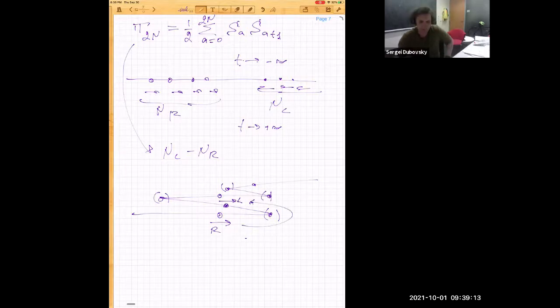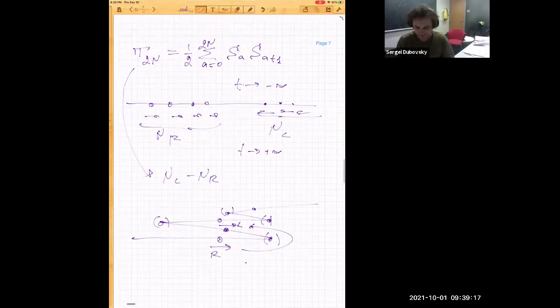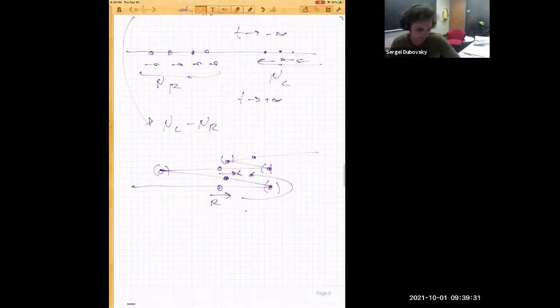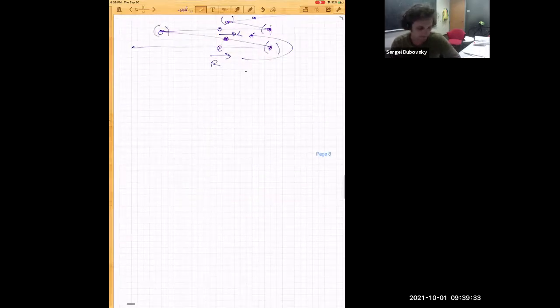So that's the geometrical meaning of this quantity, but in particular it tells us that as a result of the scattering, the number of asymptotic left movers and right movers stays constant. So, well, this is this topological charge.